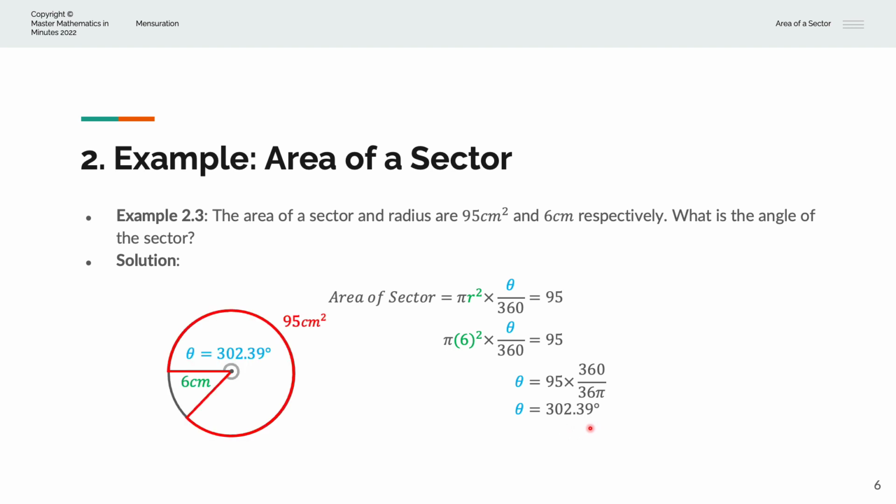So visually, we have a circle with radius of 6 centimeters, and we're given that the area of the sector in red is 95 centimeters squared, and we've calculated theta as being 302.39 degrees.